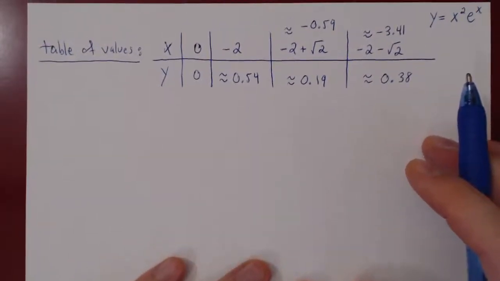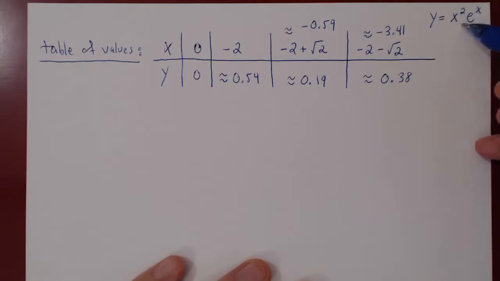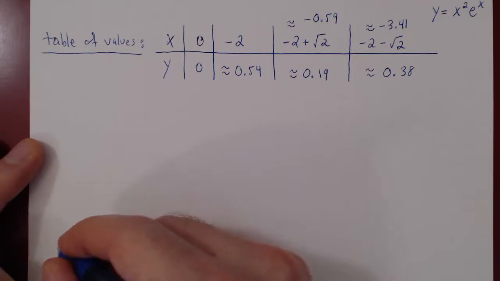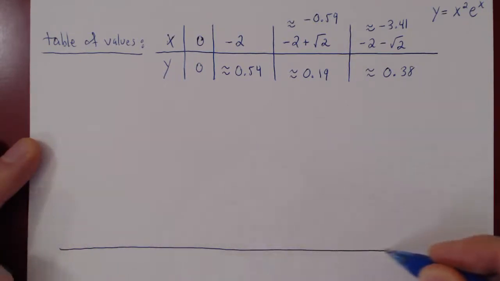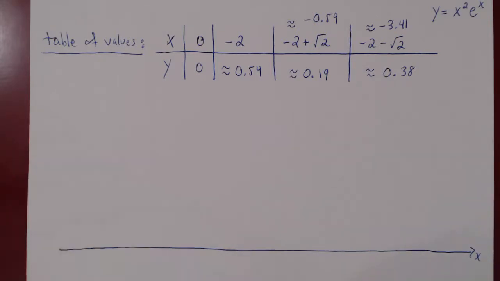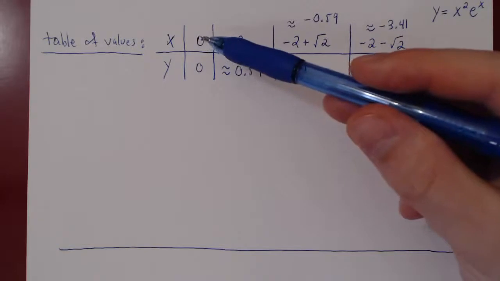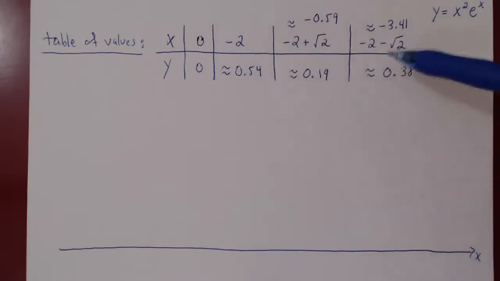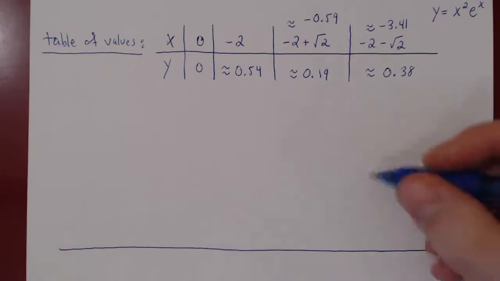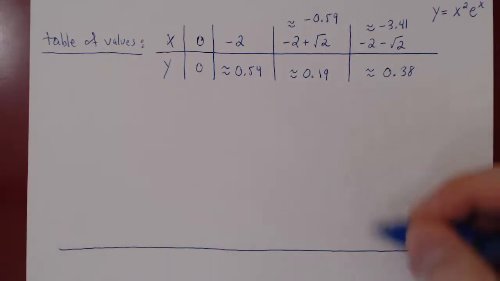Keep in mind that x squared is always non-negative, e to the x is always strictly positive, so the y values can never be less than 0. And if you look at our x values, the points of interest are all negative except for 0. So most of our graph, the interesting features will be for negative values. So we can start here with our y-axis.